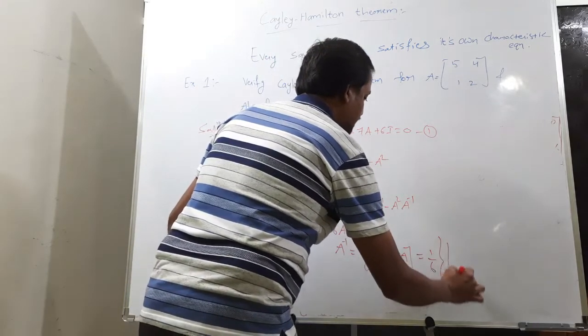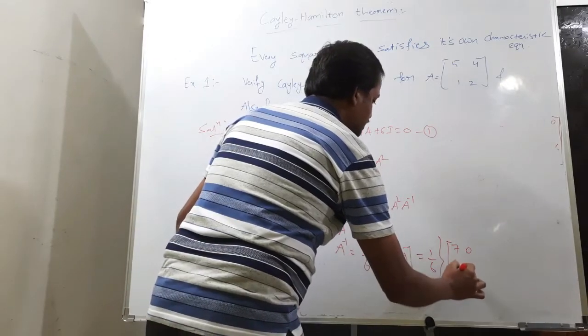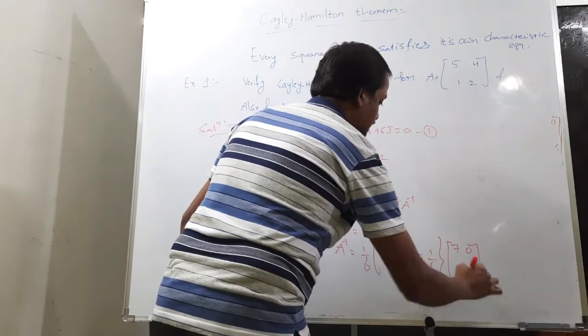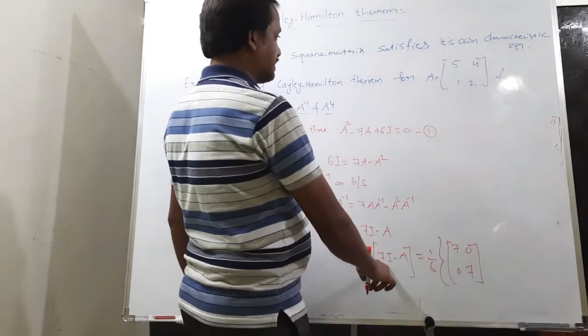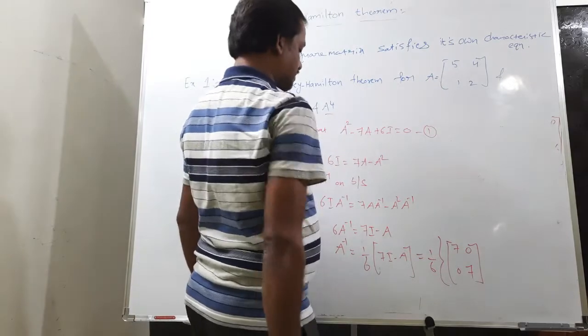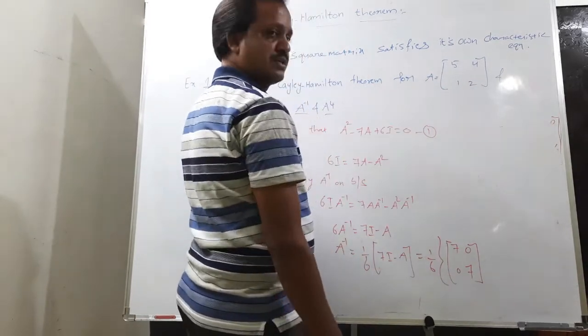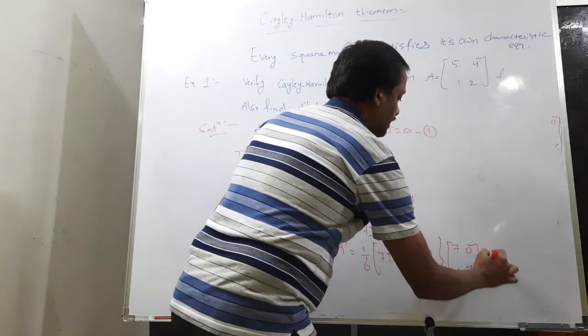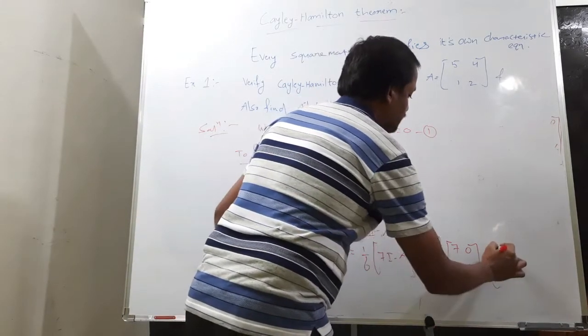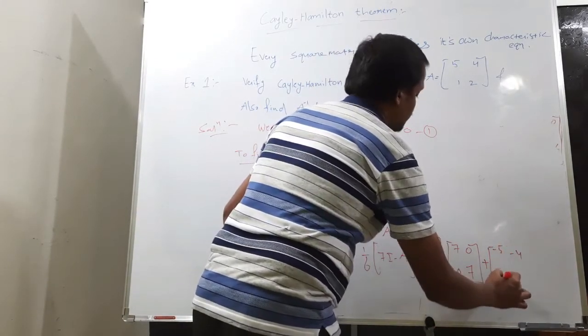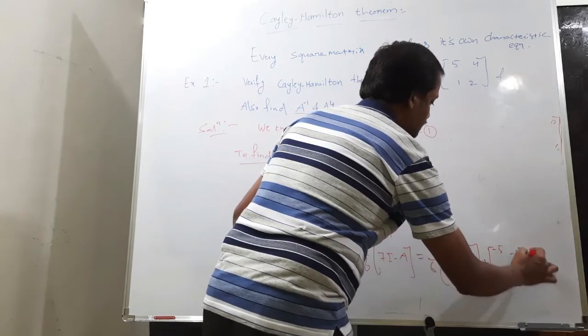So what is 7I? It is [7, 0; 0, 7]. You need to consider the size of the identity matrix the same as the size of the matrix A. This is 2 by 2. So [7, 0; 0, 7], minus A. Plus of minus A means [minus 5, minus 4; minus 1, minus 2].